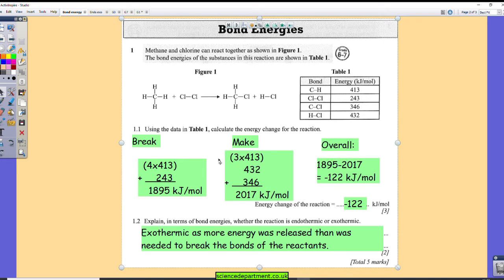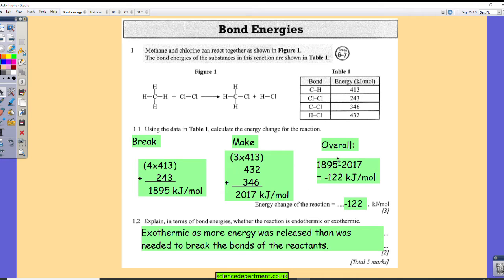Now we're going to work out the energy change or the energy released when these bonds form. So exactly the same process, but here we've got the same data table, but we've got carbon to 3 hydrogens, so that's 3 lots of 413 kilojoules per mole. We've got 1 carbon to chlorine, and we've got 1 hydrogen to chlorine bond, so we need to add the 432 and the 346, giving a total energy here, which is released, of 2017 kilojoules per mole.